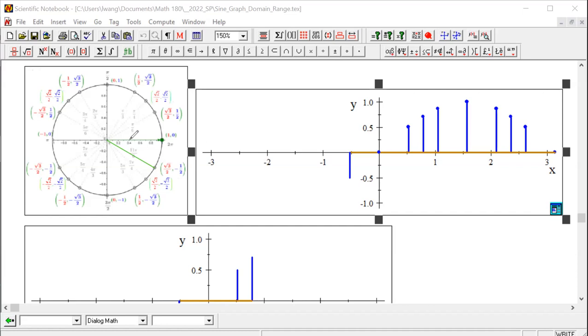Okay, so this angle is negative pi over 6, and this piece is negative pi over 6 too. So this arc length is negative pi over 6. Let me make it a little thicker. This arc length is negative pi over 6. This negative pi over 6 is stretched straight. And the sine ratio is negative half. The sine ratio is negative half, okay?